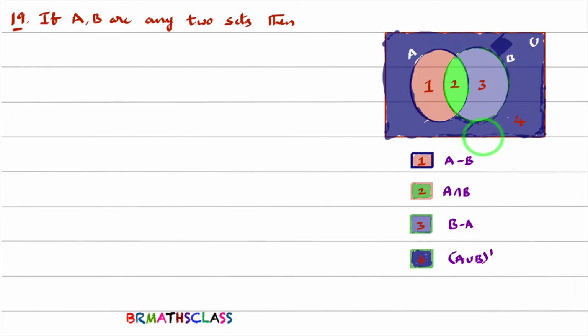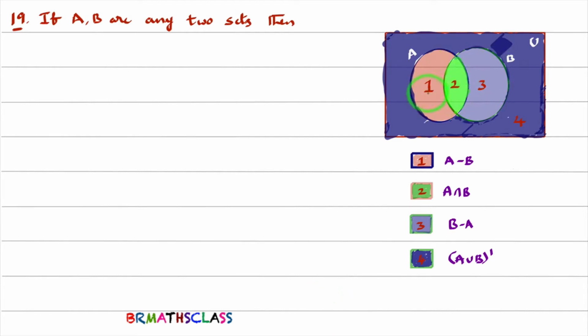You observe in this, total two sets are there. This is set A, set B. And this rectangular box is considered as universal set. You observe here part 1. What about set A? Set A is this part 1 plus part 2. Please try to understand. What is set B? Set B is part 2 plus part 3.